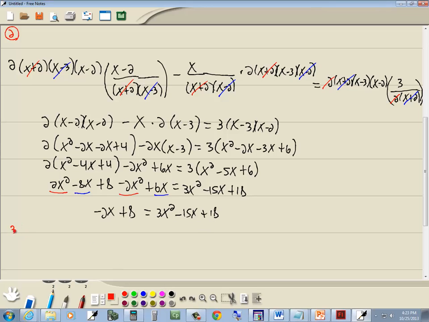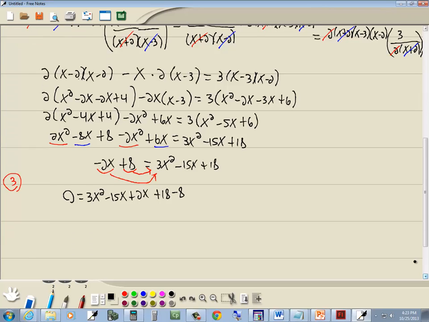Step 3. Solve for x. Well, this one's a quadratic, so I want to get everything over one side, 0 on the other. So I'll take the 8 to the right side, and I'll take the negative 2x to the right side. Remember, when you take anything across your equals, your sign changes. So we got 3x squared minus 15x plus 2x plus 18 minus 8. Negative 15x plus 2x gives us negative 13x. 18 minus 8 is 10.